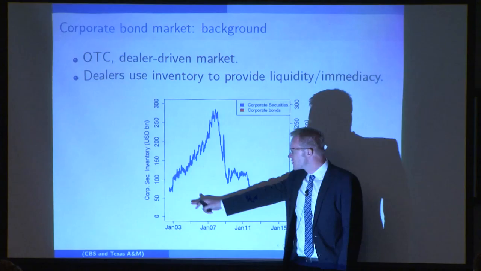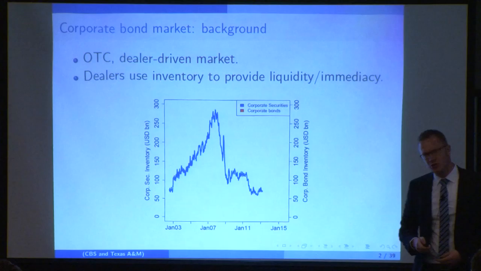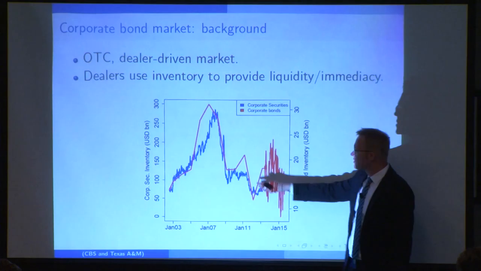So prior to the crisis, they increased a lot, then they dropped down, and then they came even further down after the crisis. This is for corporate securities, specifically for corporate bonds. It looked like this, so different scale, but the same behavior. So inventories are very low today. So if you ask the industry, why do you keep these low inventories? Well, they will say something like this up here.